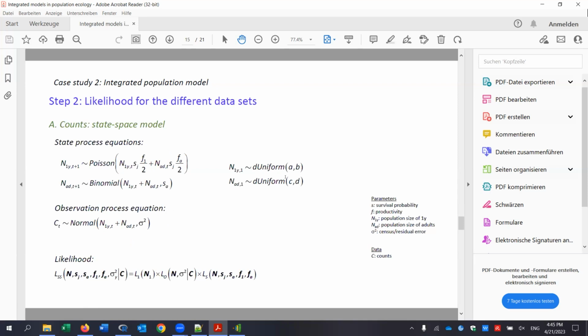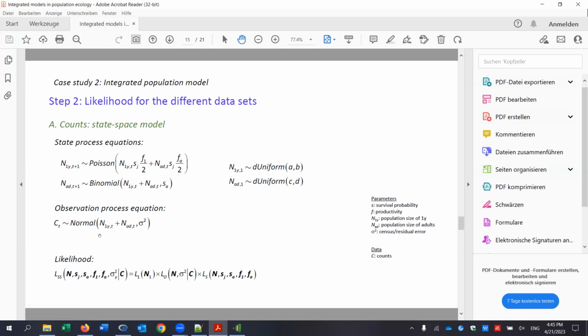Now the next step is to write the likelihood for each of the different data sets, and we start with the count data set. So we have the counts. Every year we counted the number of breeding birds, of breeding females, I must say, to be correct. And we will use a state space model for that. State space models are composed of a state process, which models the true dynamics of the population, and this is identical to our population model that we have just developed before. And then we have our observation.